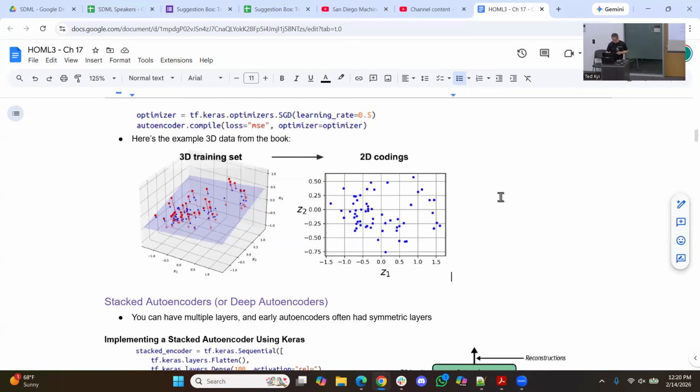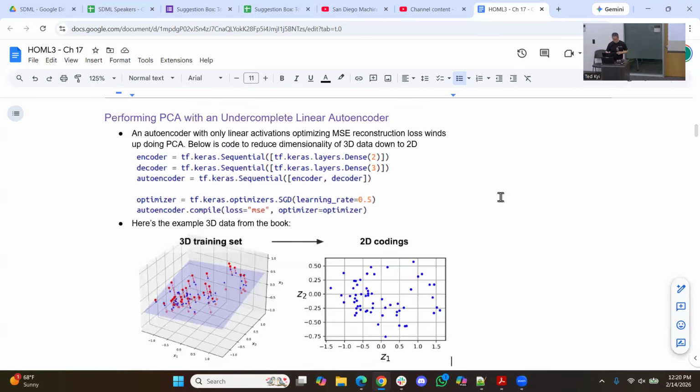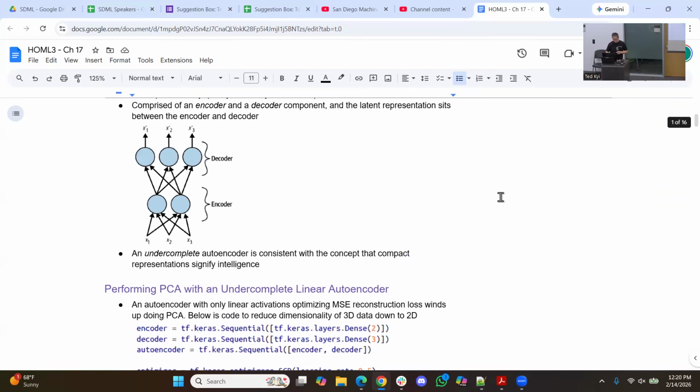to see the autoencoder? A little further up. This guy. Yeah. Yes.